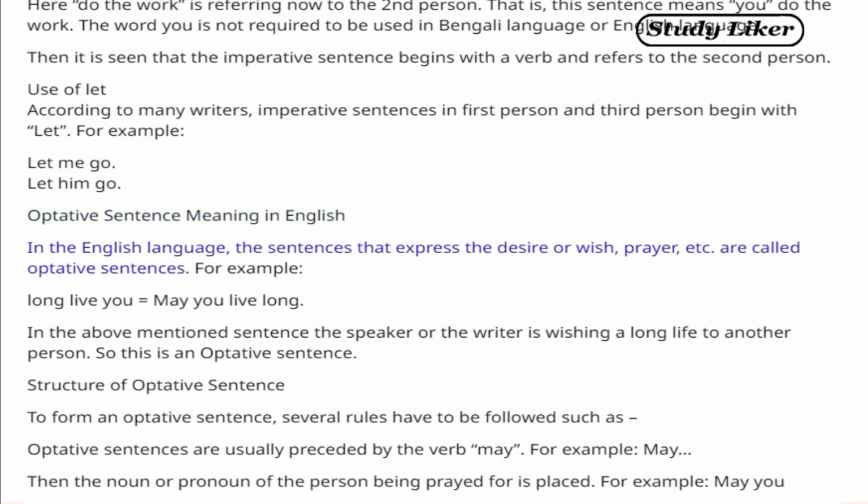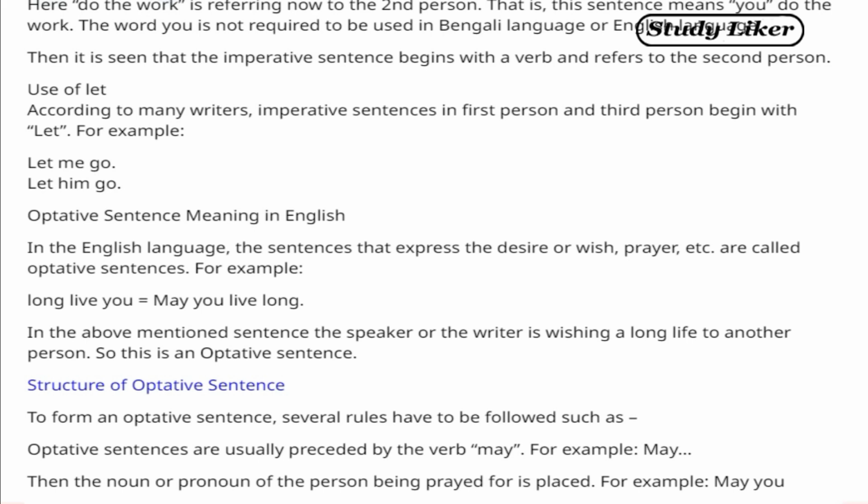Optative sentence meaning in English. In the English language, the sentences that express the desire or wish, prayer, etc. are called optative sentences. For example, long live you equals may you live long. In the above mentioned sentence, the speaker or the writer is wishing a long life to another person. So this is an optative sentence.